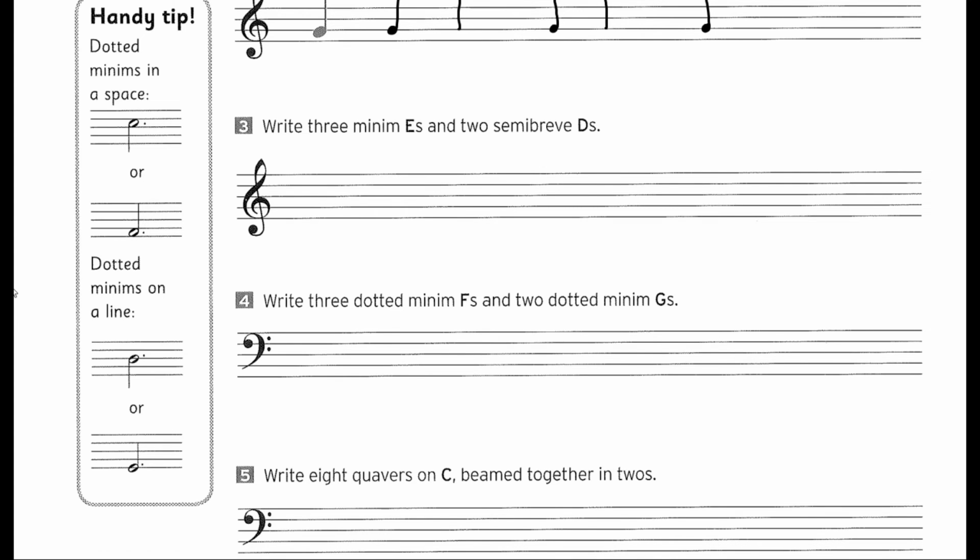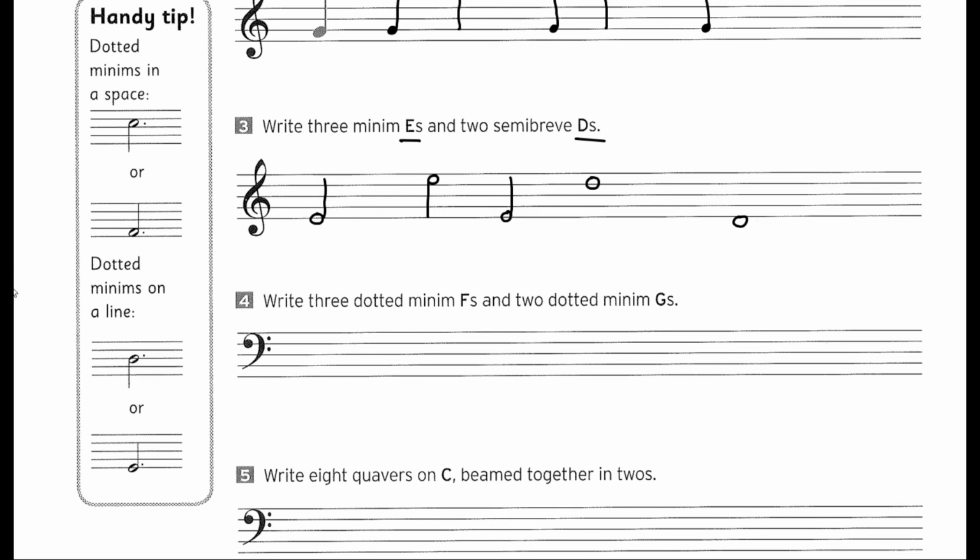Okay, let's make 3 minim Es and 2 semibreve Ds. Okay, so minim Es, this is treble clef. So first line, this is 1 minim. That's your second minim, and then your third minim. 2 semibreve Ds, 1 D is here, and 1 D is here.